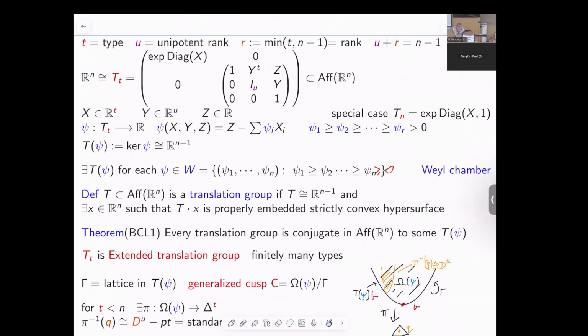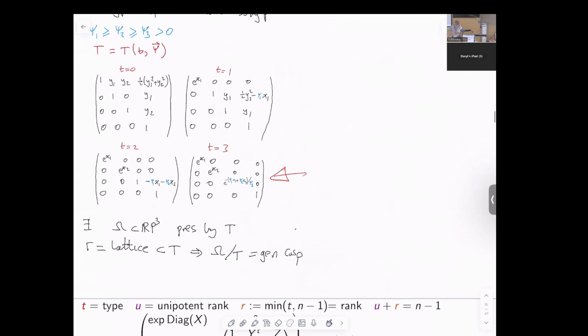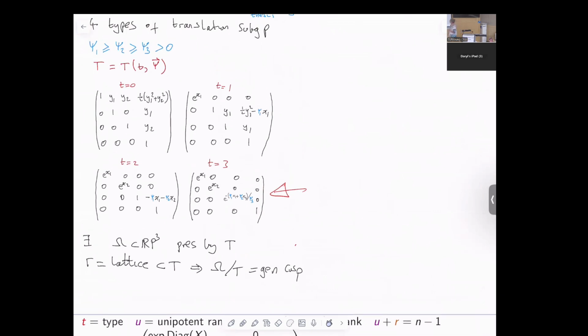Sorry, say it again. No, there's no constraint on the wires. You're right. So if you think about what this means, here for example, in this group, you pick a psi1 and you get this group. The homomorphism here was Z minus psi1 x1. It gave you that Lie group.